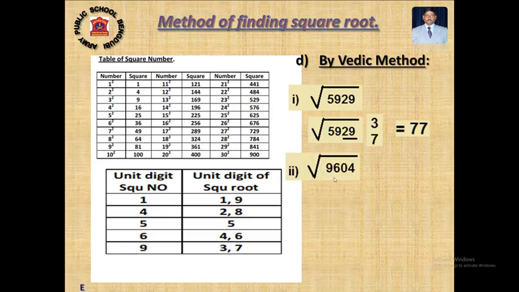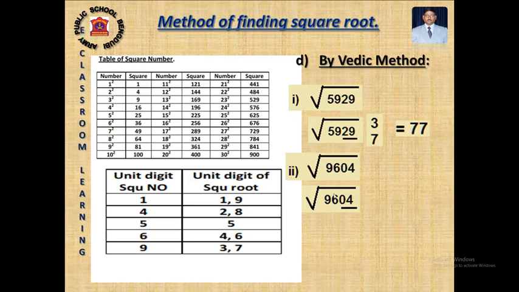You see 9604. By Vedic method I have to find out the square root. So first of all we have to underline these two digits, unit digit and 10 digit. So 4, what is the combination of 4? If any number ends with 4, the unit digit may be 2 or 8. So possibility is either 2 or 8. That you have to confirm from the next 2 digits. The next number is 96. 96 is coming after which square number? 9 square 81 or 10 square 100.